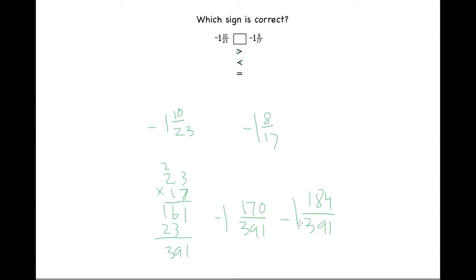Now we see which is the smaller of these two numbers, not thinking about the negative. It looks like the one on the left. So if the one on the left is smaller in the positives, it must be larger in the negatives. Exactly. In the negatives. So the final answer is greater than.